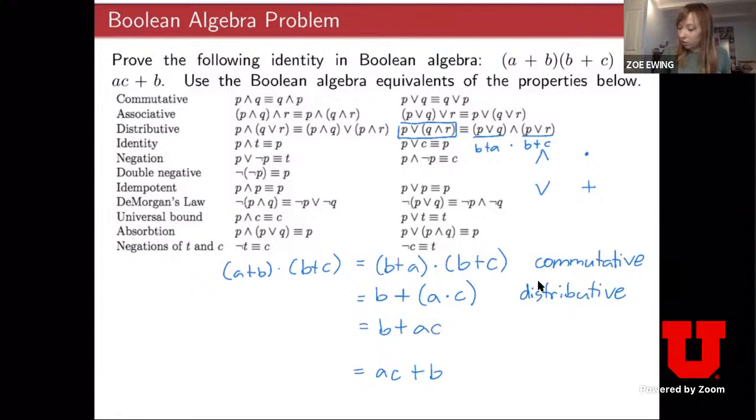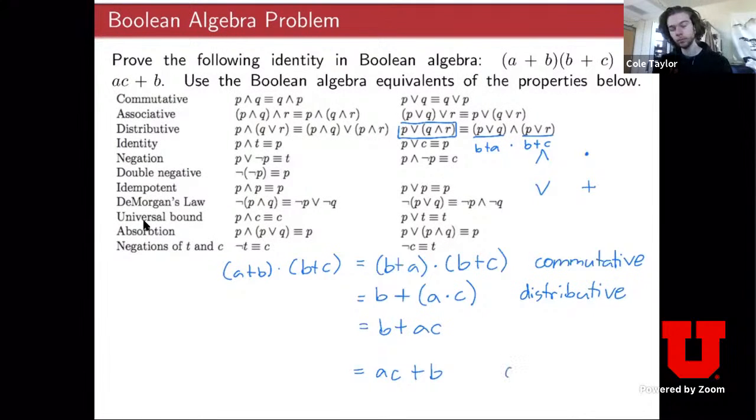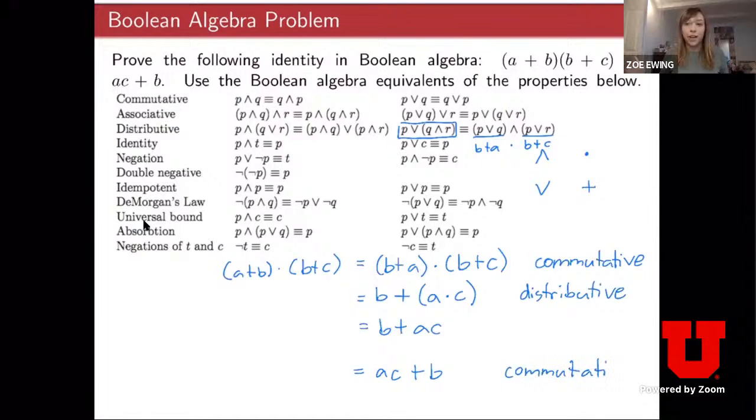So then we're really close to this last step. What is the last thing that we need to do? Commutative. All right, and there's the answer. We only had to use 3 properties.